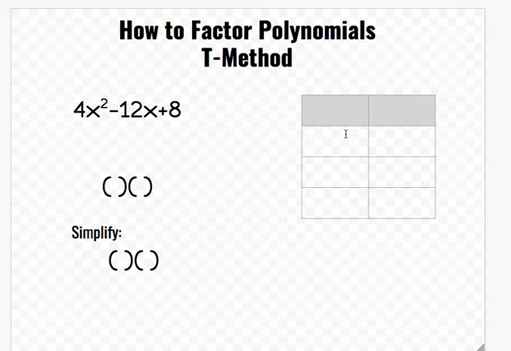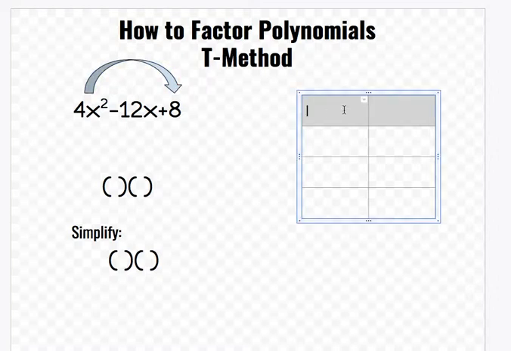So, let's say you're given 4x squared minus 12x plus 8. You want to be able to factor that into two separate parentheses. So our first step is to multiply your first and your last number. You're going to multiply the 4 times the 8. So what is 4 times 8? It is 32.